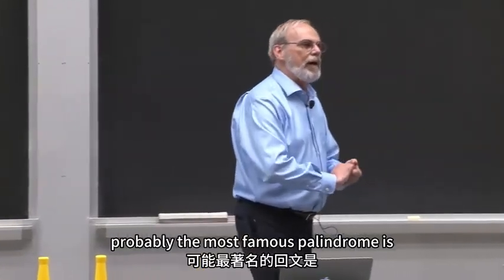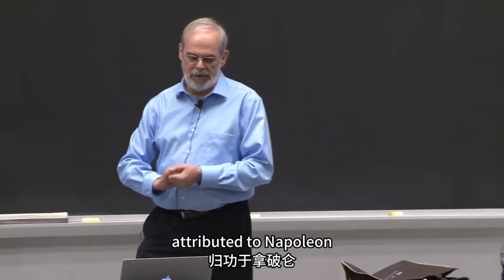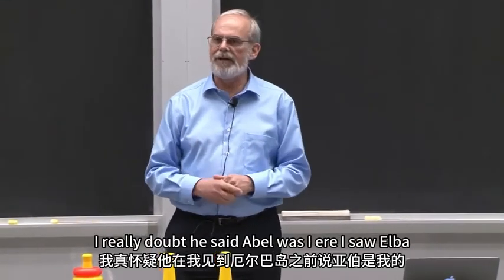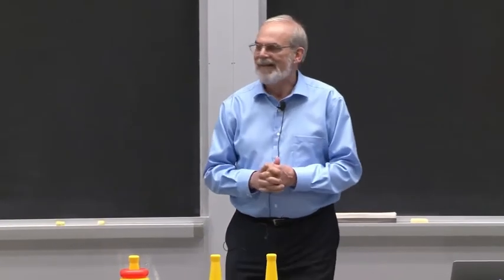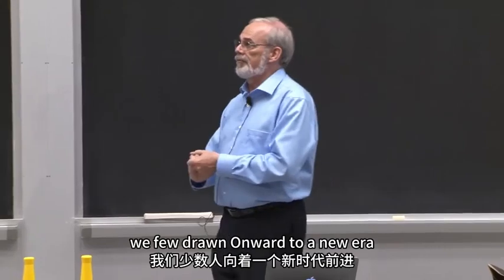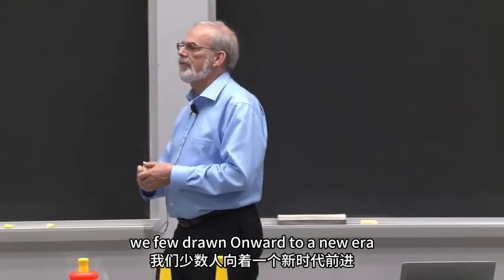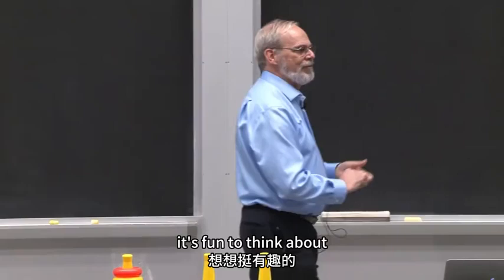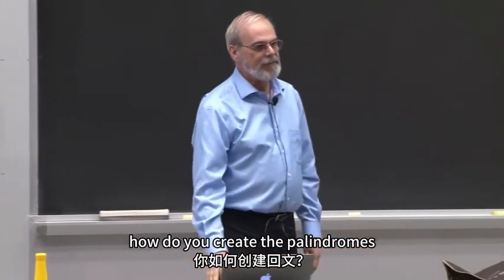Probably the most famous palindrome is attributed to Napoleon. Able was I ere I saw Elba. Given that Napoleon was French, I really doubt he said, able was I ere I saw Elba, but it's a great palindrome. Another one attributed to Anne Michaels, are we not drawn onward, we few drawn onward to a new era. Reads the same backwards and forwards. It's fun to think about how do you create the palindromes.